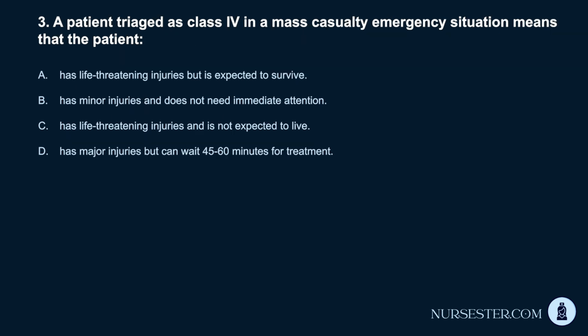3. A patient triaged as Class 4 in a mass casualty emergency situation means that the patient A. Has life-threatening injuries but is expected to survive. B. Has minor injuries and does not need immediate attention. C. Has life-threatening injuries and is not expected to live. D. Has major injuries but can wait 45 to 60 minutes for treatment.